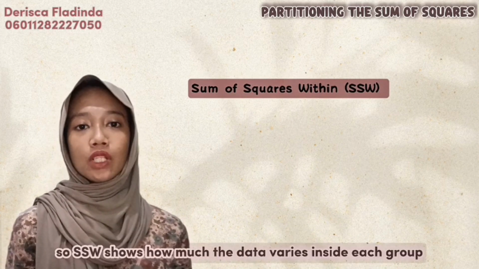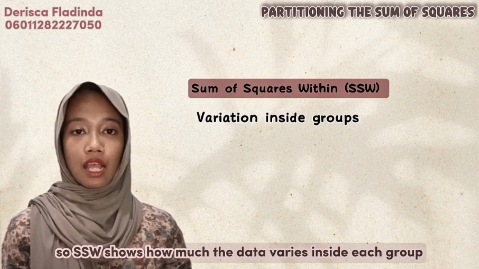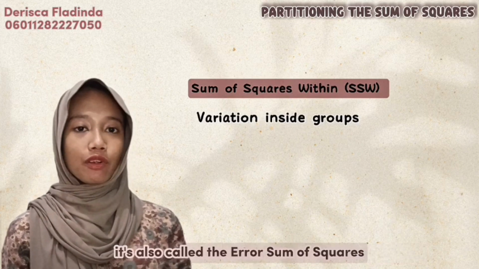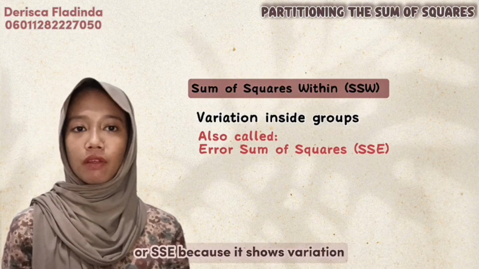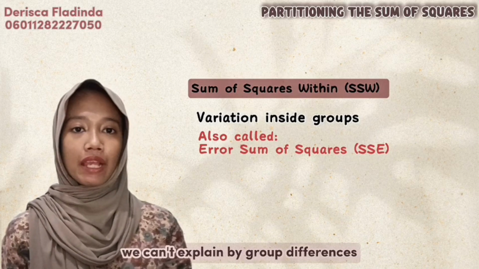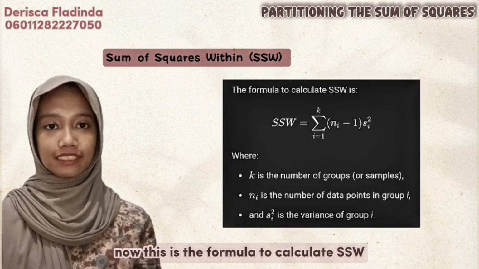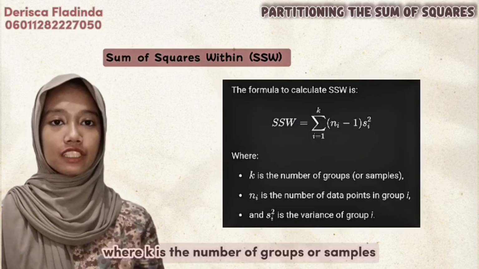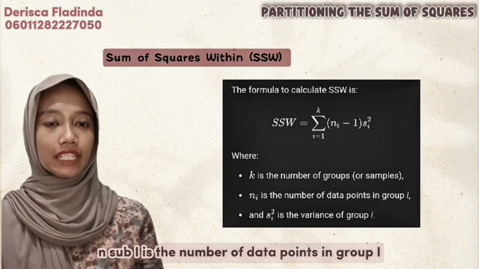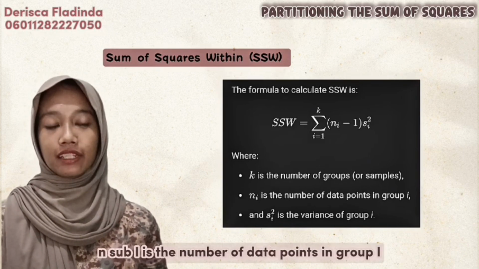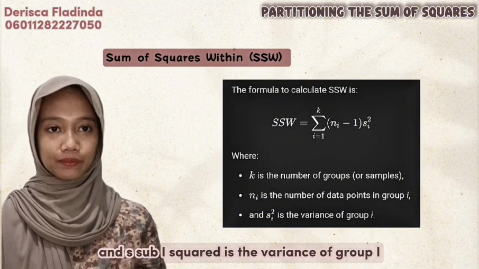SSW shows how much the data varies inside each group. It's also called the error sum of squares, or SSE, because it shows variation we can't explain by group differences. This is the formula to calculate SSW, where k is the number of groups or samples, n sub i is the number of data points in group i, and s sub i squared is the variance of group i.